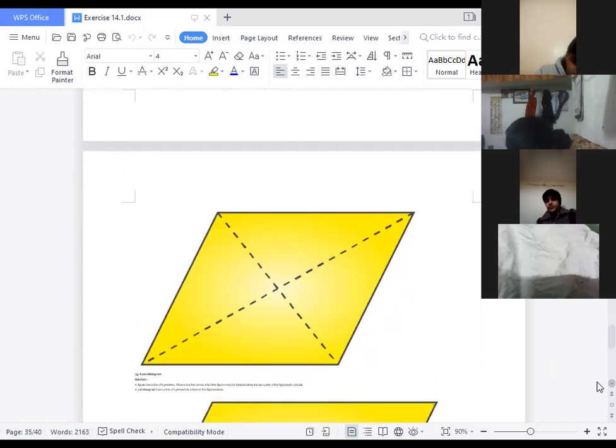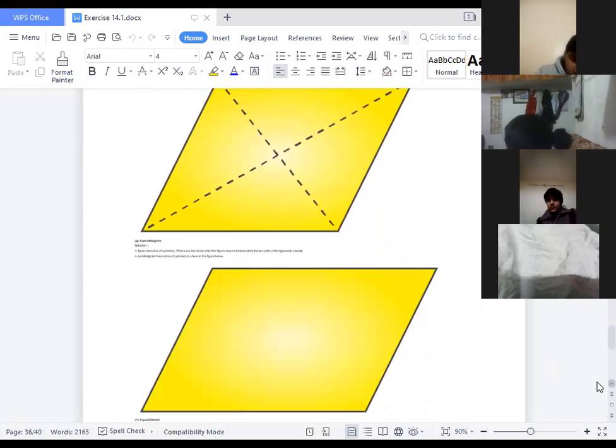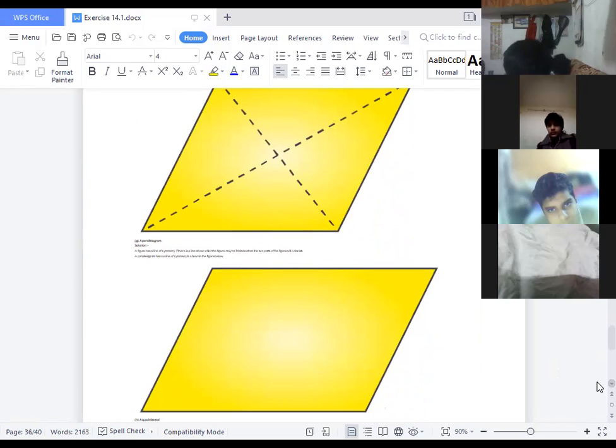Next is parallelogram. Parallelogram doesn't have any line of symmetry because their opposite sides are equal. So it doesn't have any lines of symmetry in it.